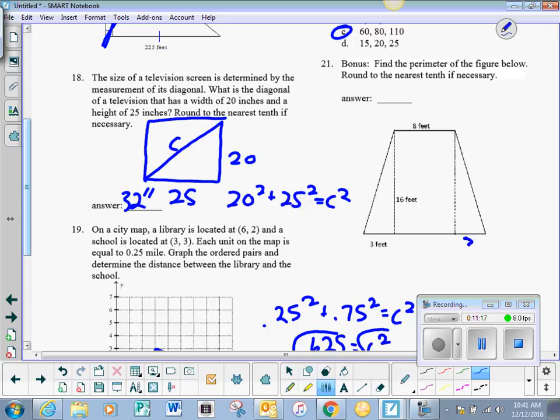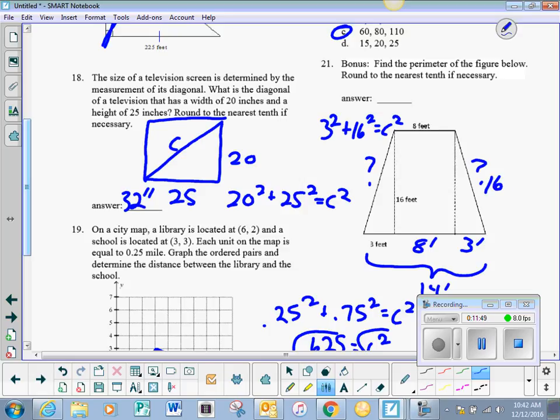This is 3 feet. What's this here? 8, good. So this whole thing is 14. What do I need to find? Perimeter. I need to find these dimensions right here, right? What could I use to find that? Pythagorean Theorem. 3 squared plus 16 squared equals c squared. So 3 squared plus 16 squared, take the square root of that answer, and I get 16.3. This is 16.3. This is 16.3.